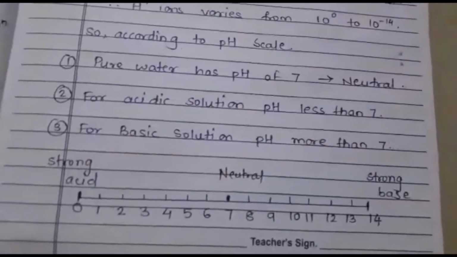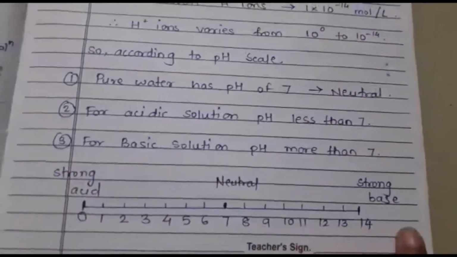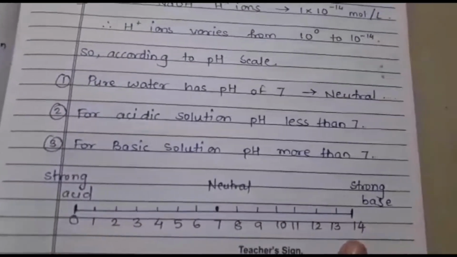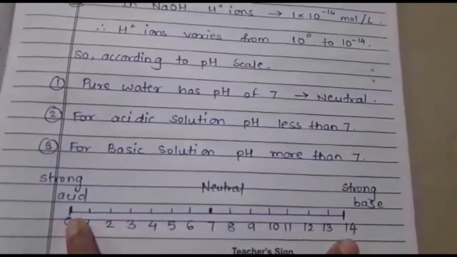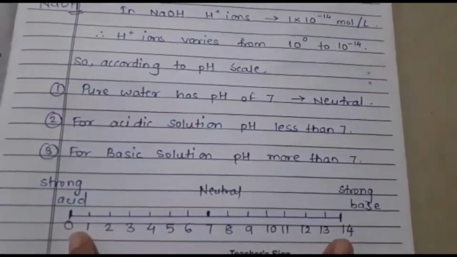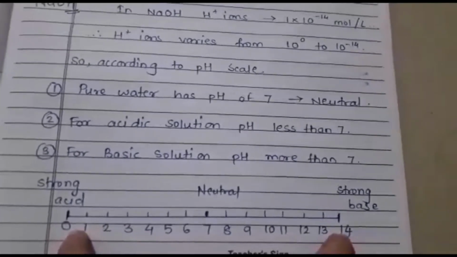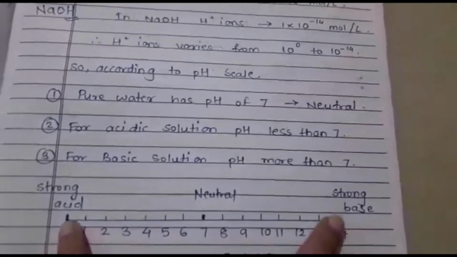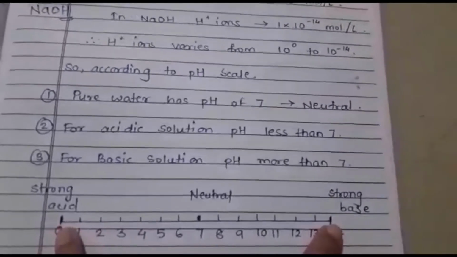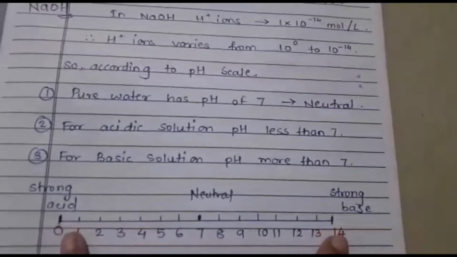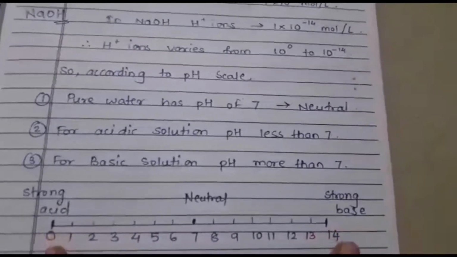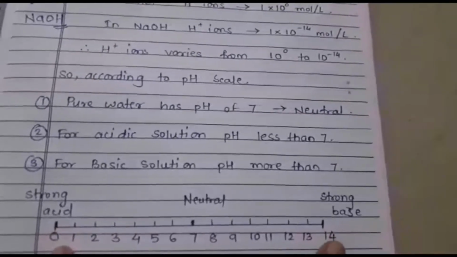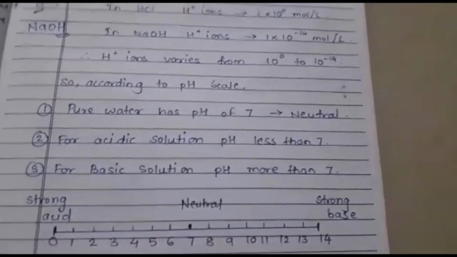So let us look at this pH scale which varies from 0 to 14 and is drawn as a segment. Always draw the pH scale as a segment. Never draw it as a line with arrows on both sides, because that is totally wrong. The segment does not vary, it is fixed from 0 to 14. 0 is strong acid, 14 is strong base and 7 is neutral.